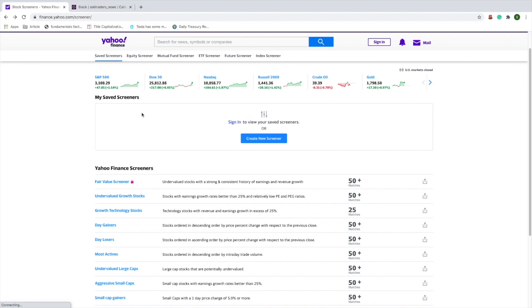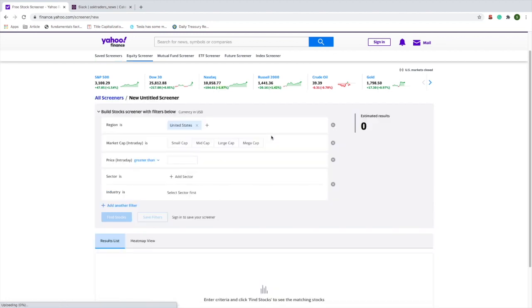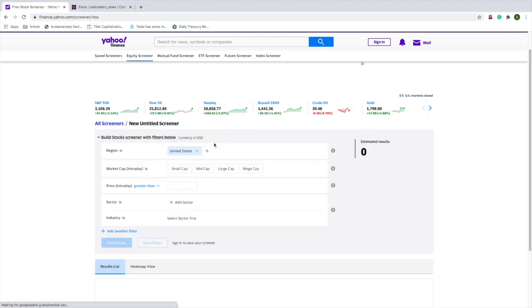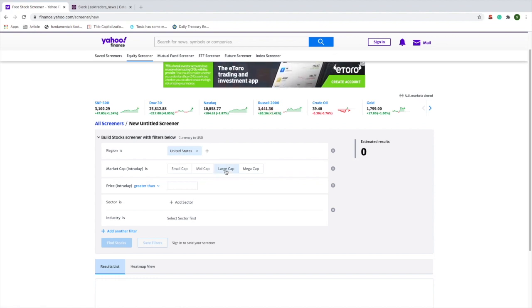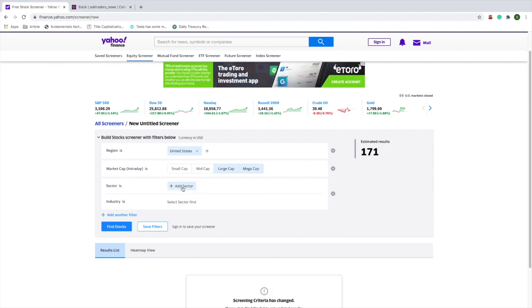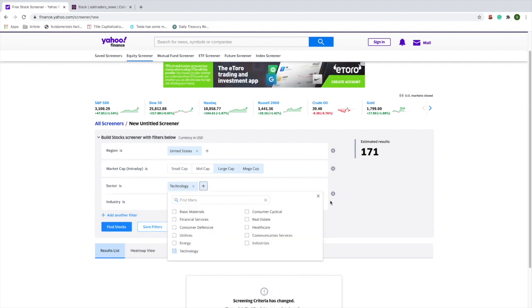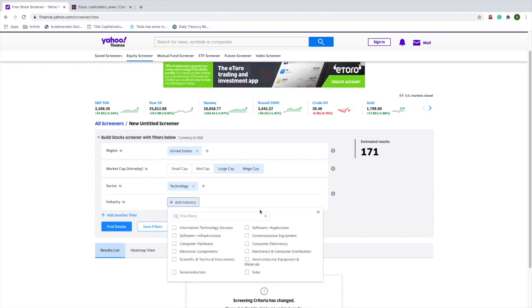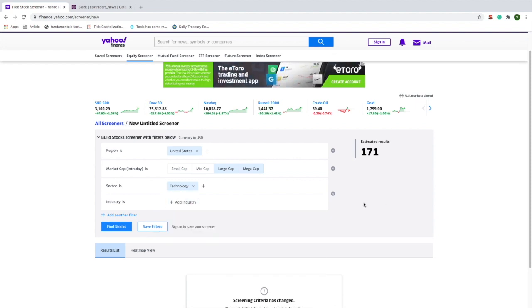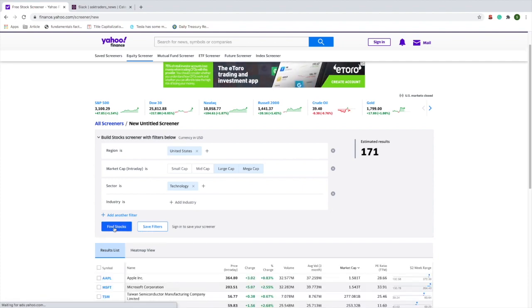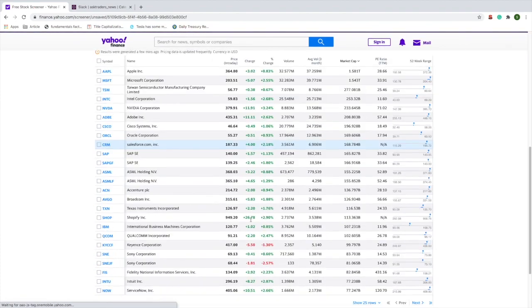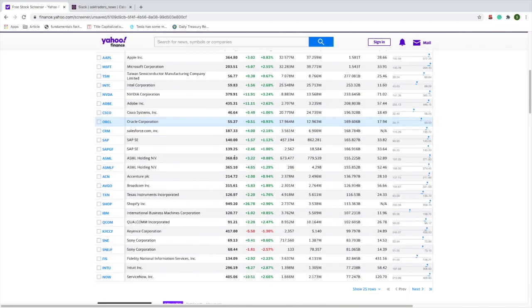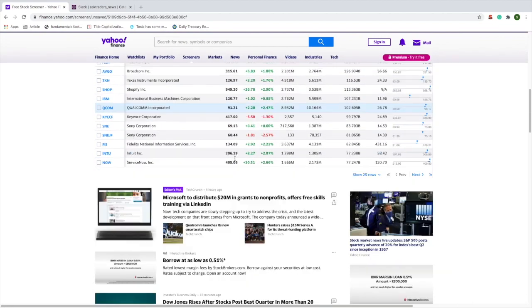So let's just have a little play around here. If I go to create stock screener, I'll leave it as the United States. Let's say large and mega cap stocks. We'll leave the price sector. We'll put it in technology, and industry we'll leave as well. See what we come up with. 171 stocks. I'll click find stocks, and it will give me all of the stocks that come under those metrics.